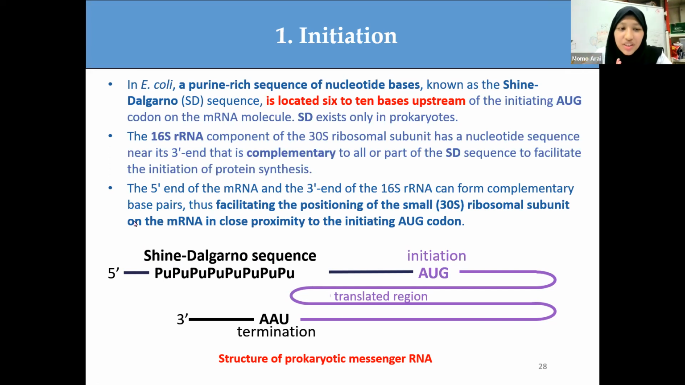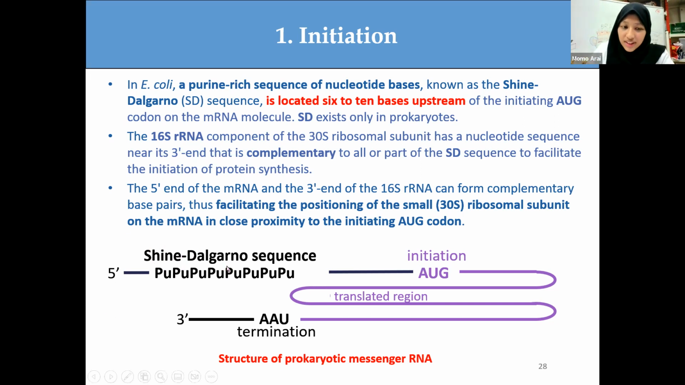So for prokaryotes, let's focus on prokaryotes first. Prokaryotes have this specific sequence, a different sequence from anything else. It's called the Shine-Dalgarno sequence. It tells the ribosome that this is an mRNA, so that the ribosome can bind to it and start protein synthesis.